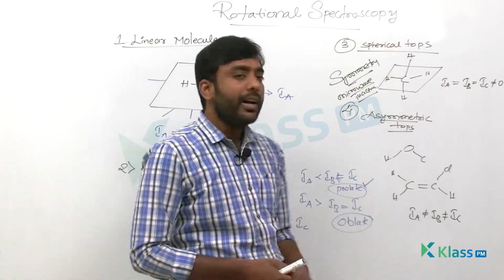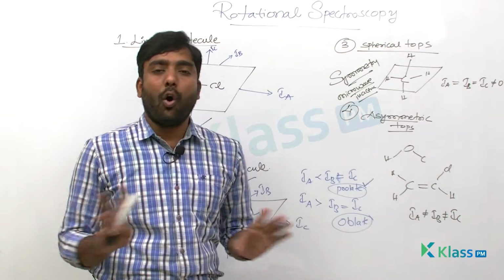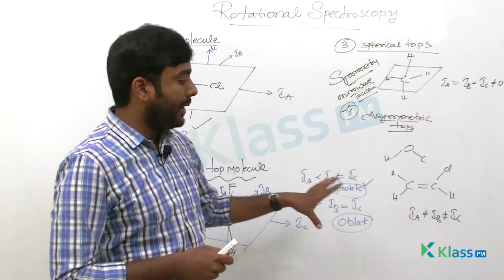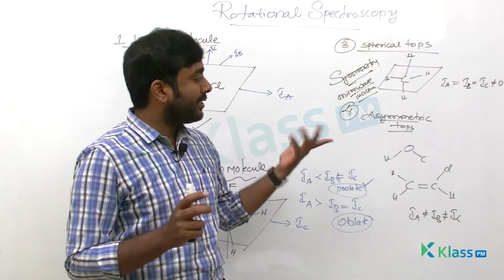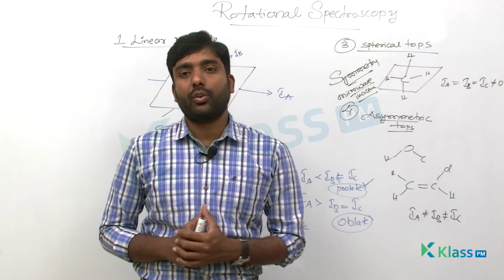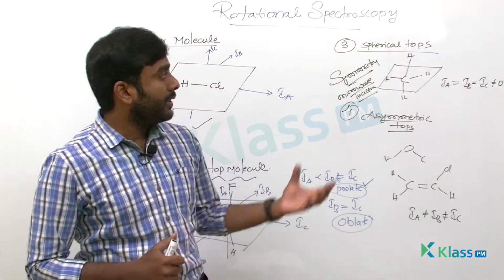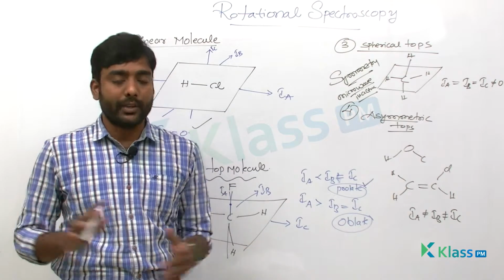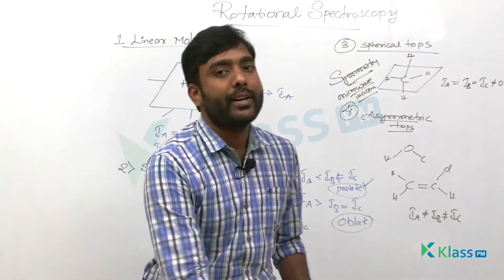Here you can see that IA, IB, IC, all three are not equal to each other at all. They are asymmetric. There is no symmetry, not even a little bit. That's why these are microwave active, but IA, IB, IC, all three are not equal. Such molecules are called asymmetric tops.